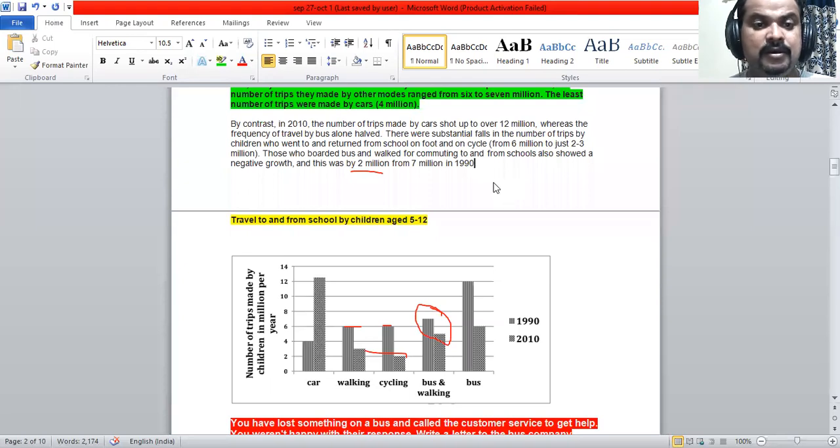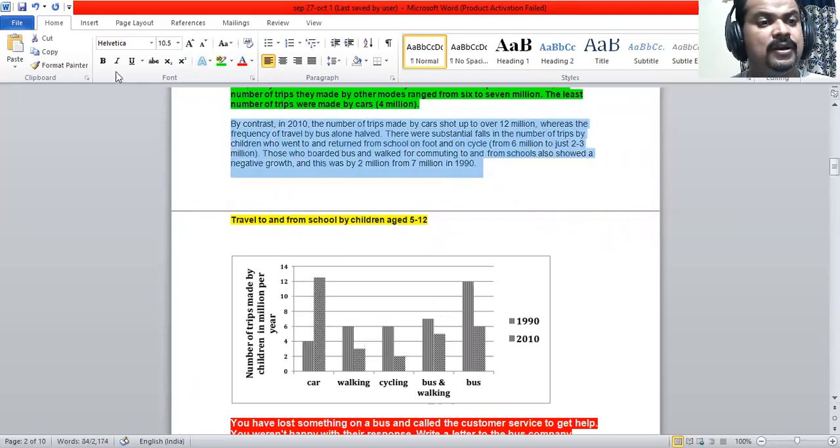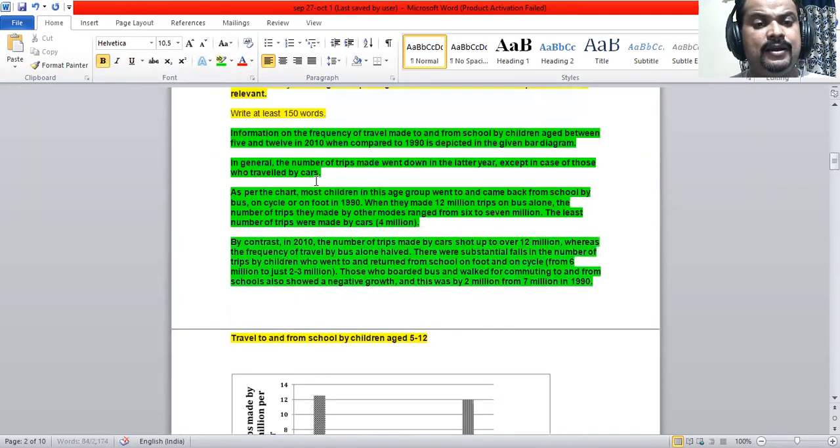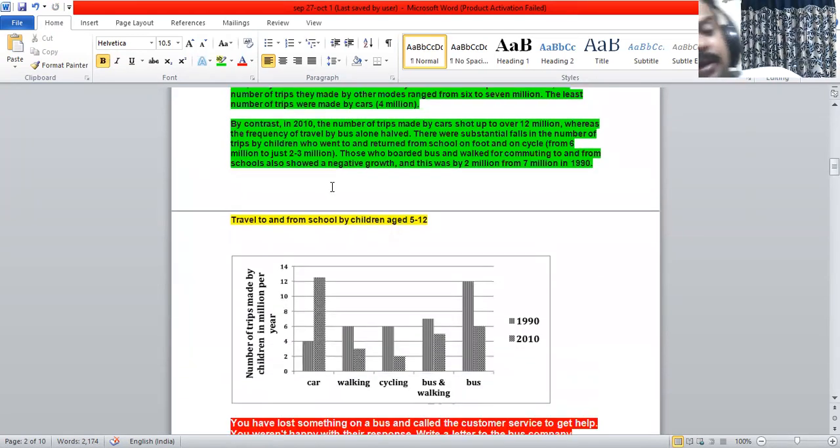So we have completed the particular task. We have a clear-cut introduction, a clear-cut overview, and 2 paragraphs: what was there in 1990 and how it changed in 2010. I told you that you can write in another way, where you compare the modes of transport: car, walking, cycling, bus and walking, bus. In that way also you can classify.